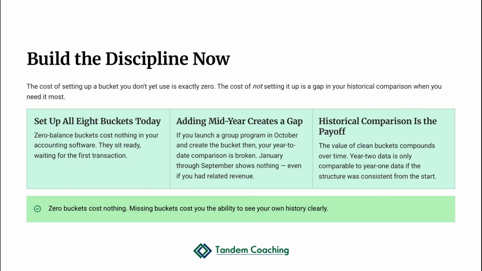Build discipline early. Set up all 8 buckets in the software, even if today's balance is 0 on 7 of them. 0 buckets cost nothing to carry. Adding a bucket mid-year after you start a new stream creates a gap in historical comparison that does not close. Q1 has no course revenue line, Q3 does, and the year-over-year read for that bucket starts a year later than the activity did.